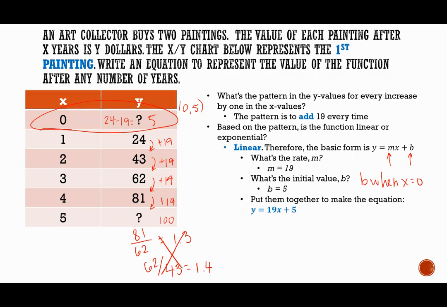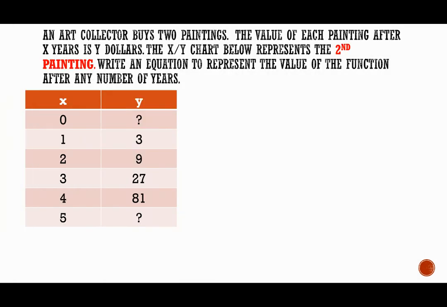And I put them together, substitute them for m and b to create my final equation, y equals 19x plus 5. So the value of the painting is $19 per year plus my $5 original purchase. All right. Here is the second painting that this art collector purchased, and we want to do the same thing, write an equation. So we need to identify the pattern in the y values.